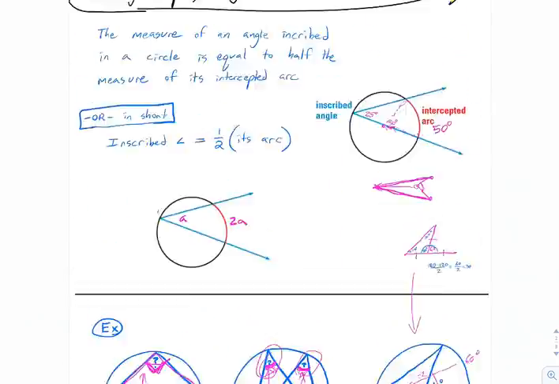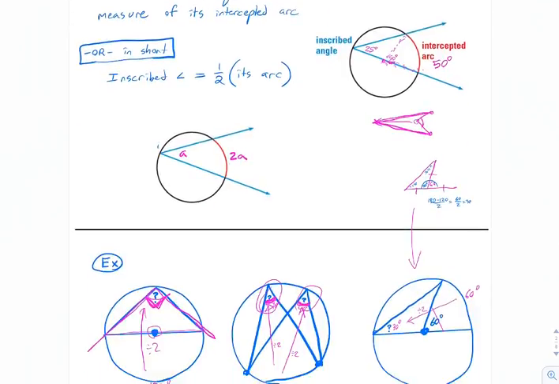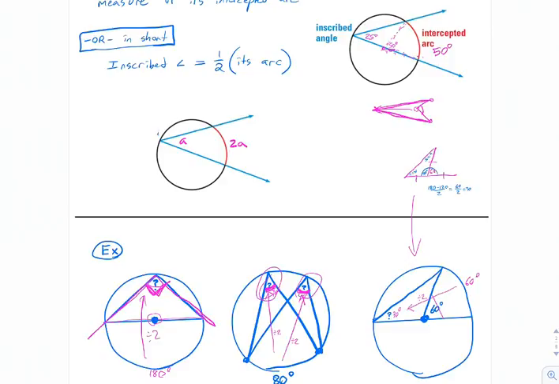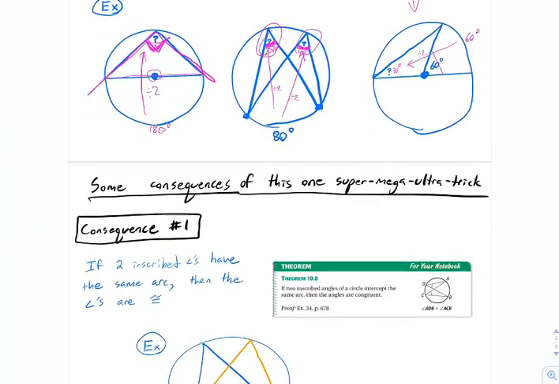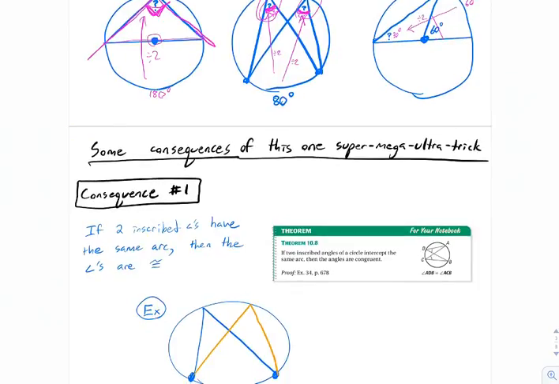Okay, so let's go back up here. So now that we have that basic idea down, and we've looked at a few examples, let's look at some immediate consequences of that. Okay, one consequence is any two angles inscribed in the circle that have the same arc must be congruent, right?